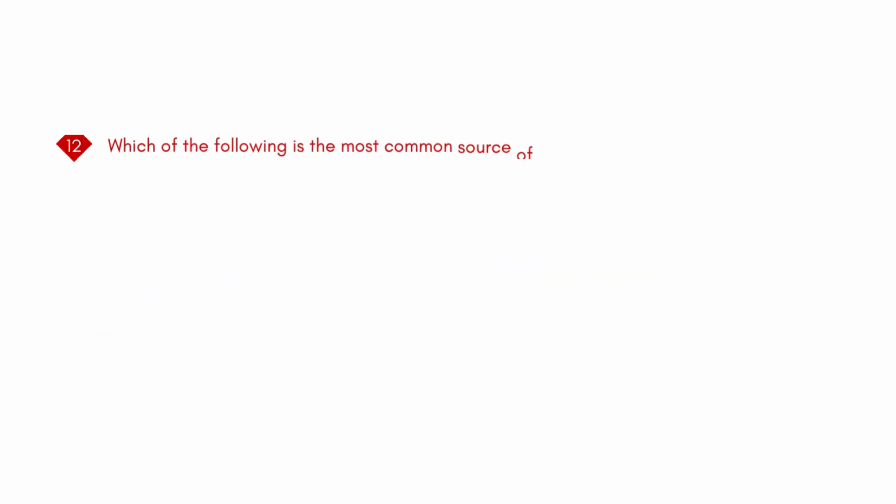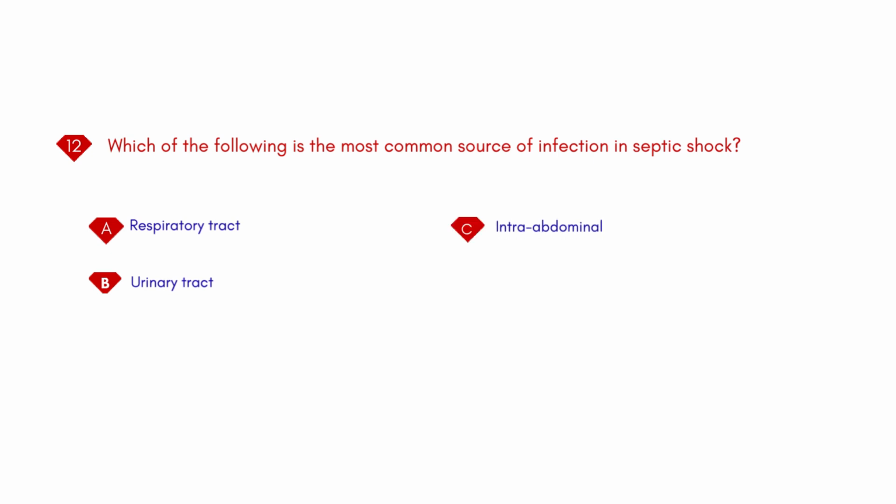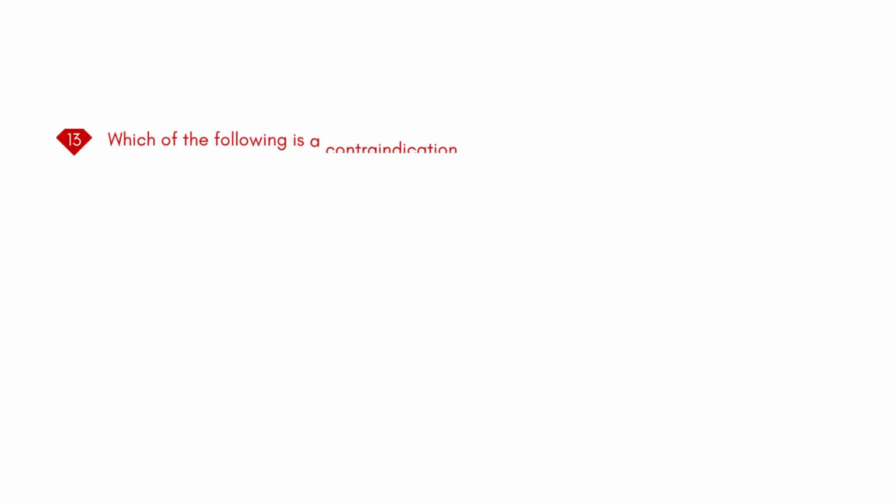Which of the following is the most common source of infection in septic shock? A. Respiratory tract. B. Urinary tract. C. Intra-abdominal. D. Skin and soft tissue. Answer: A. Respiratory tract.